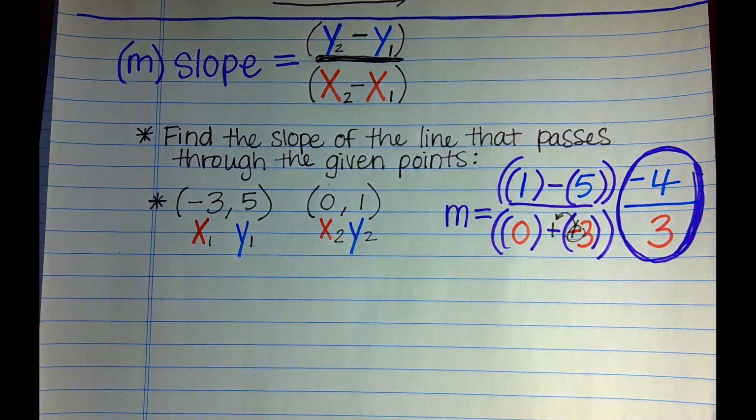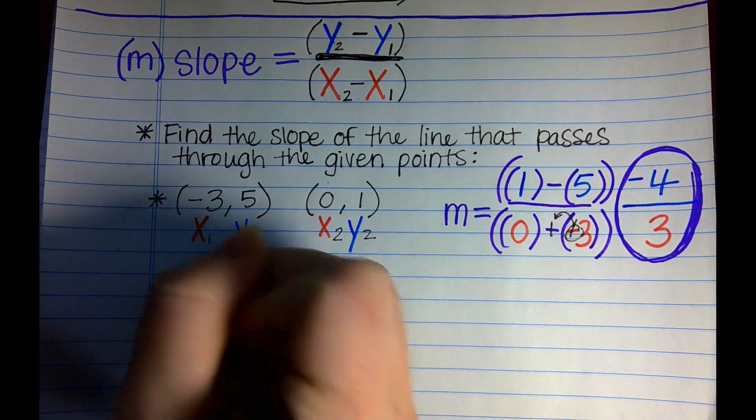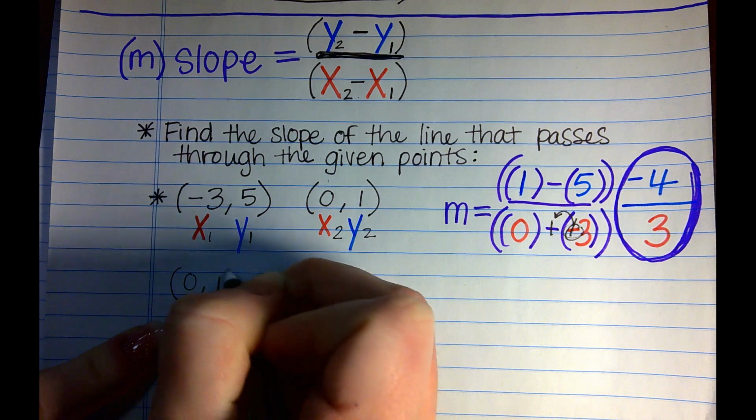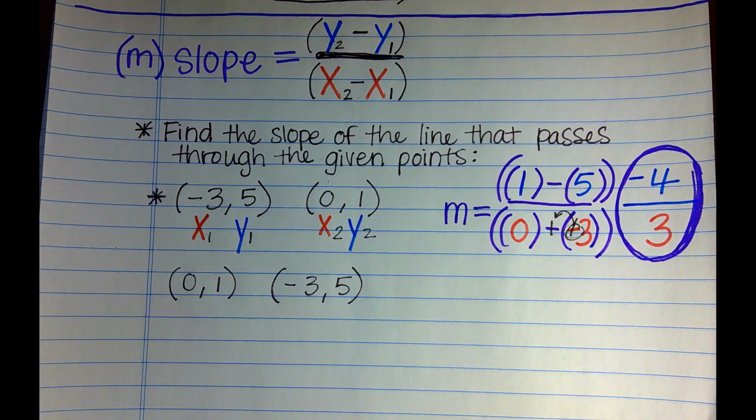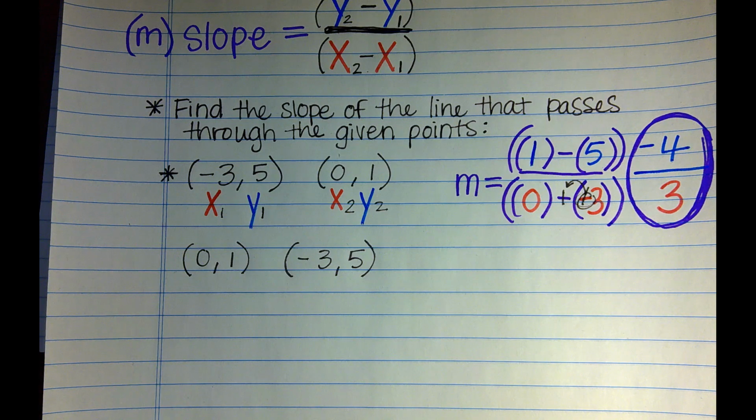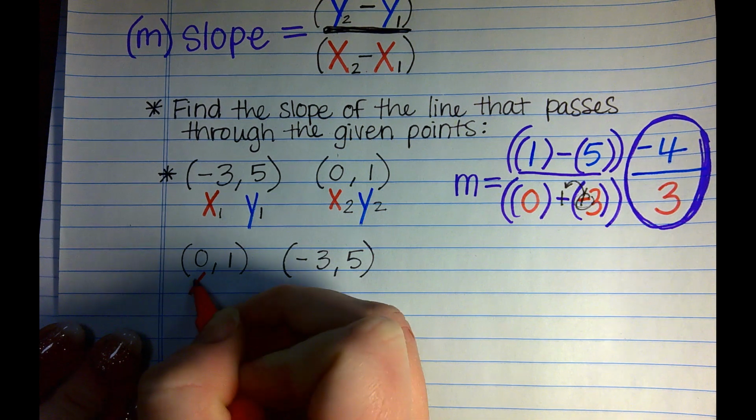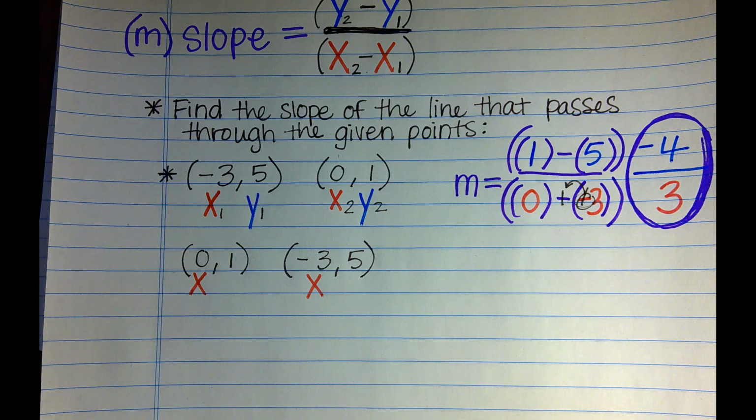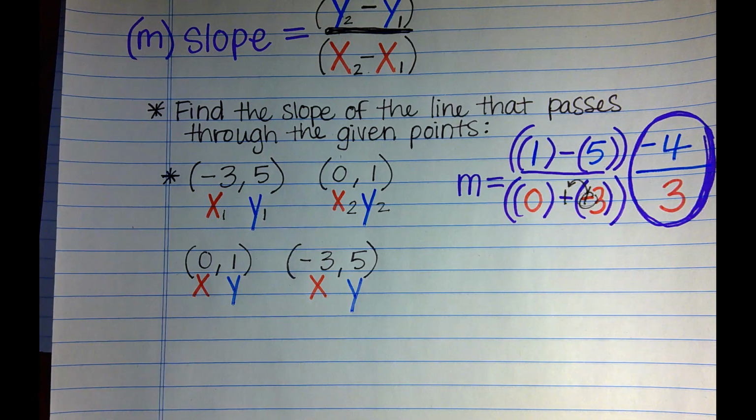Let's plug this in one more time, but let's swap them just to show that it still works. I'm going to write the same coordinates, but I'm going to label them differently this time. 0, 1, negative 3, 5. This is the same line. Let's label our x's and our y's. So the x value comes first. I have x as 0 here, and then I have an x that is negative 3. Then I have y that is 1 and y that is 5.